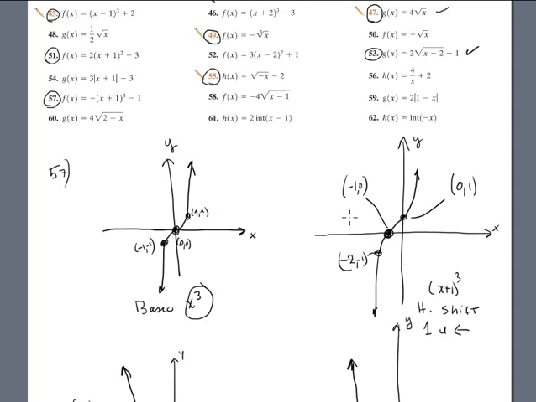This is transformed to this. This is 1, 1, transformed as 0, 1 because 1 minus 1 is 0. And this is negative 1, negative 1, subtracting 1, negative 1 minus 1 is negative 2, so negative 2, 0. In other words, it is a shift of 1 unit horizontally to the left.